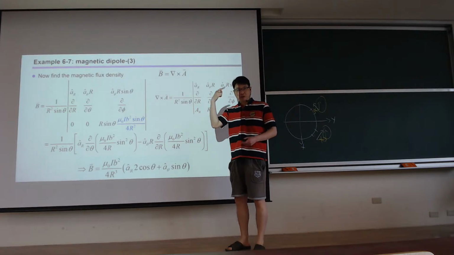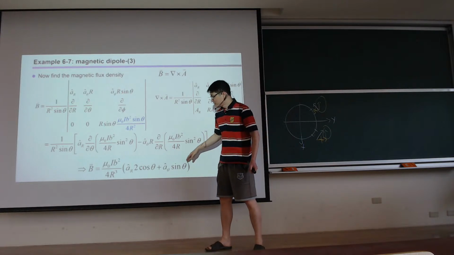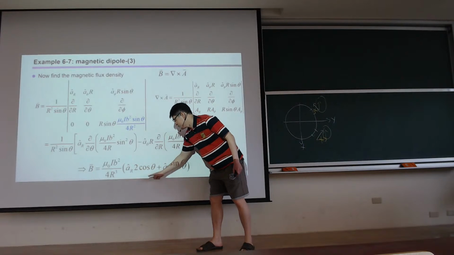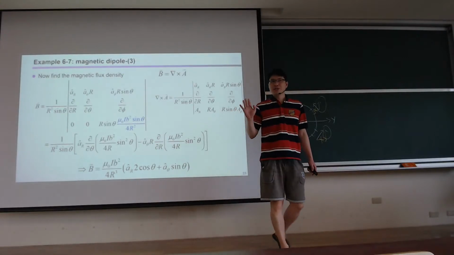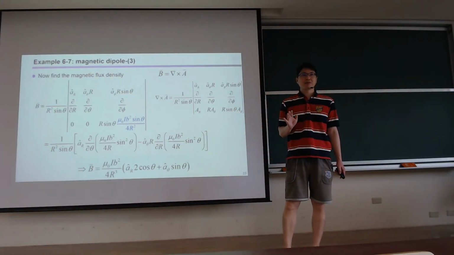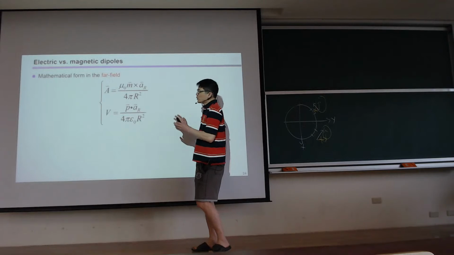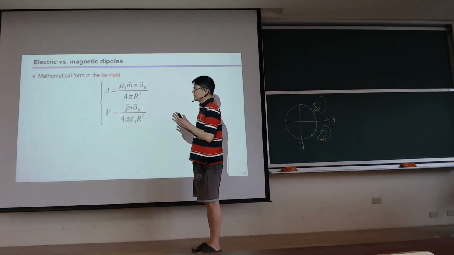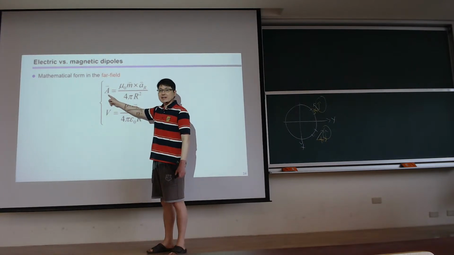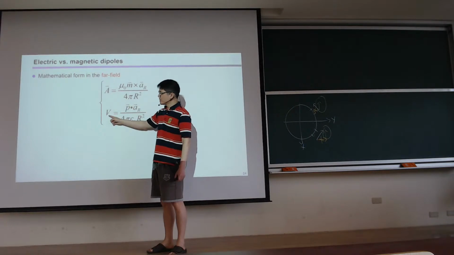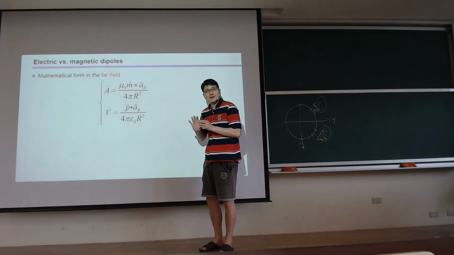If you still remember electric dipoles, well, your examination is coming next Monday. 2 cosine theta in the a_r direction, sine theta in the a_theta direction. This should ring some bell. I mean, you should still remember this. So in the end, I'm trying to show you a direct side-by-side comparison. This is the magnetic vector potential, A. If you compare to the electric potential, V, they are very similar, right?